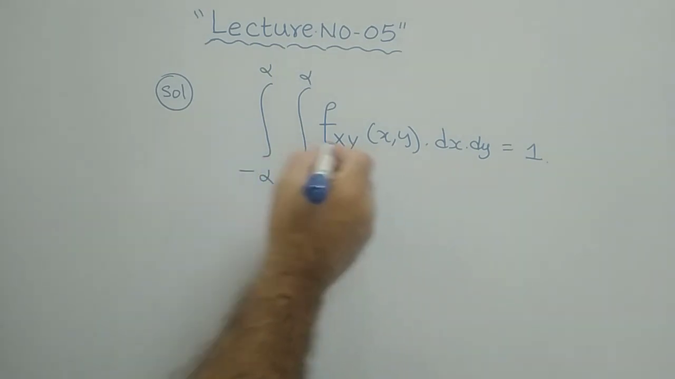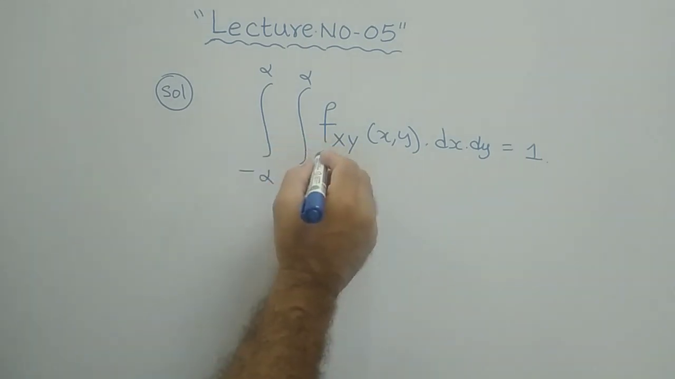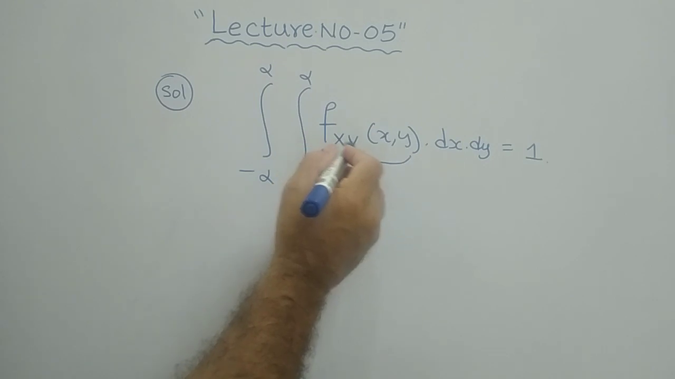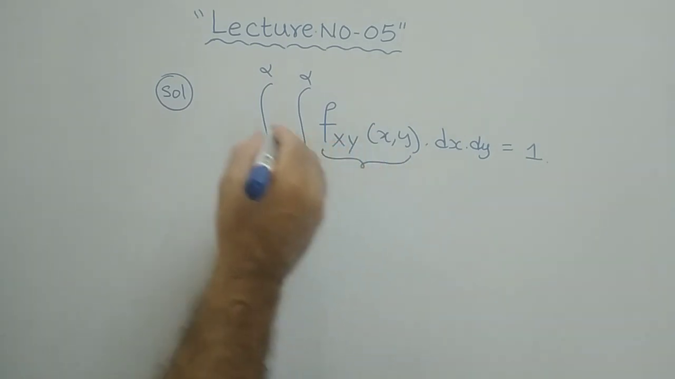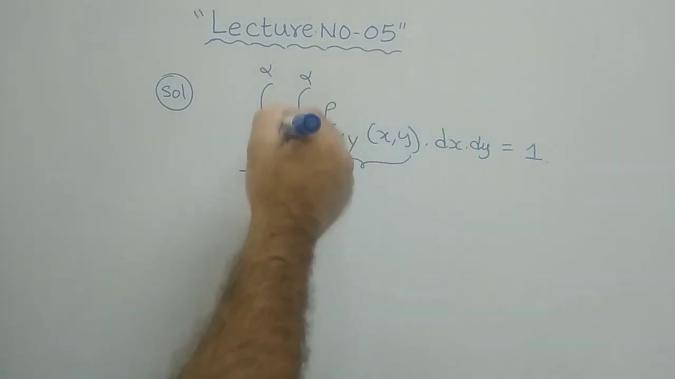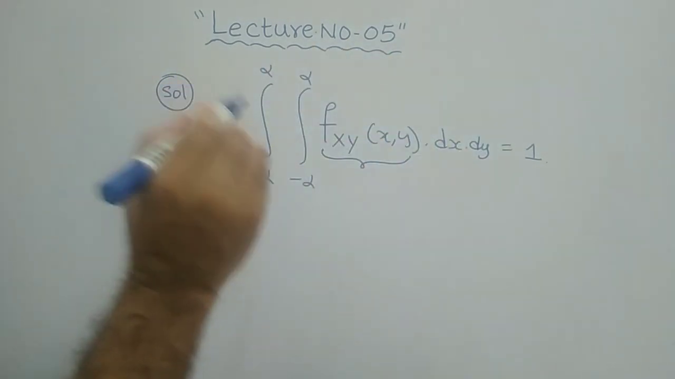This is one of the very important properties of the joint probability density function, the joint PDF of random variables x and y. As two random variables are there, we have two integrals, dx and dy, and the total should equal 1. You need to use that property.